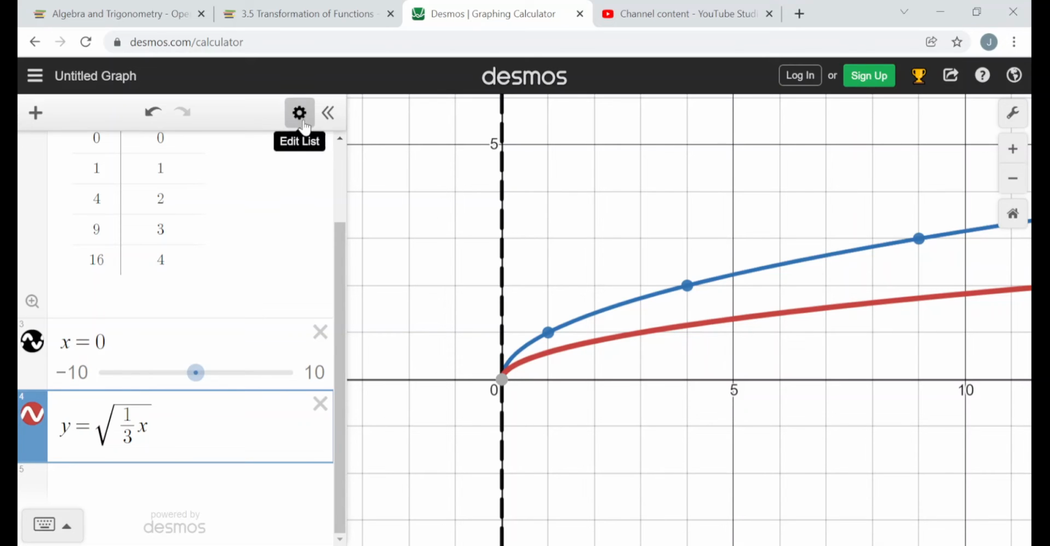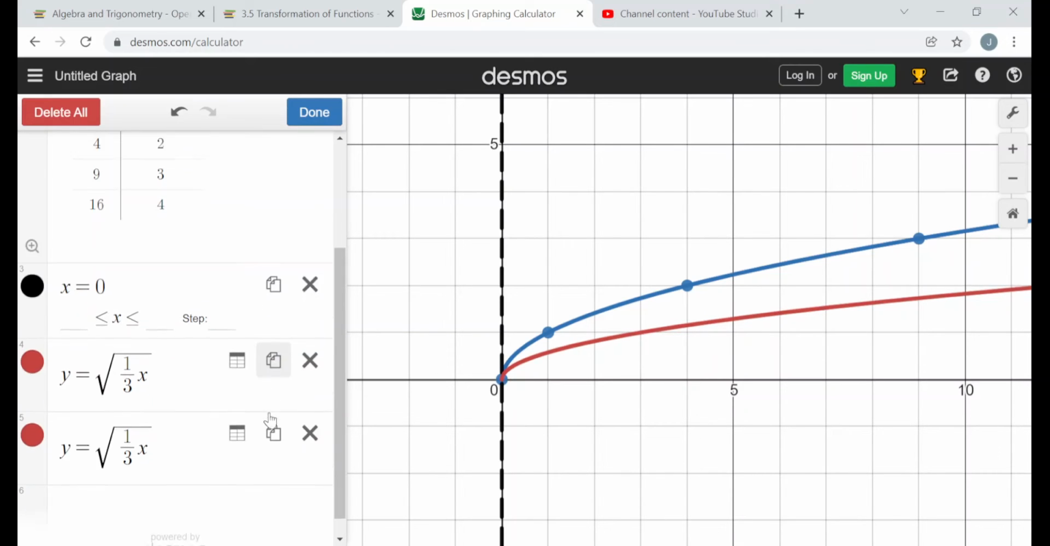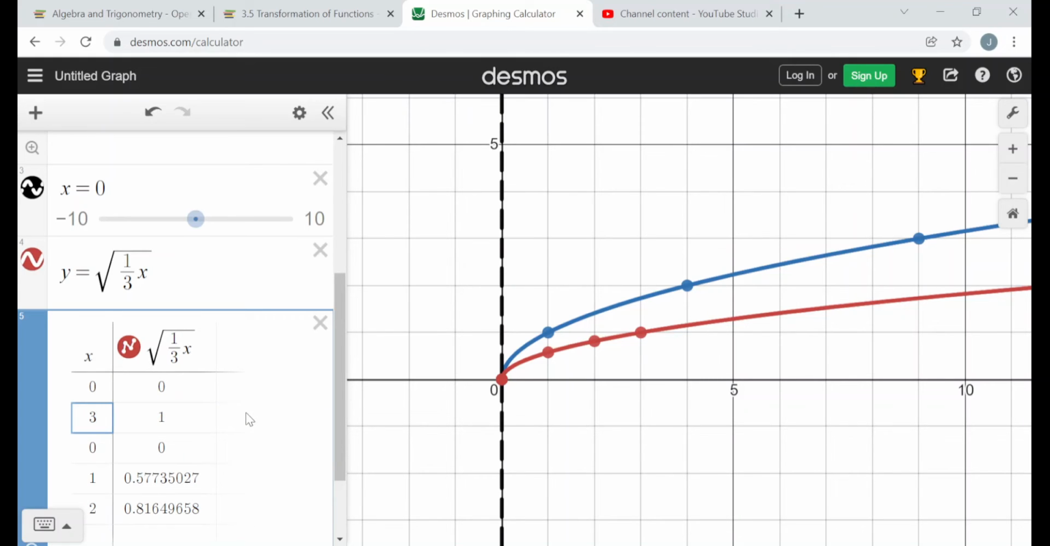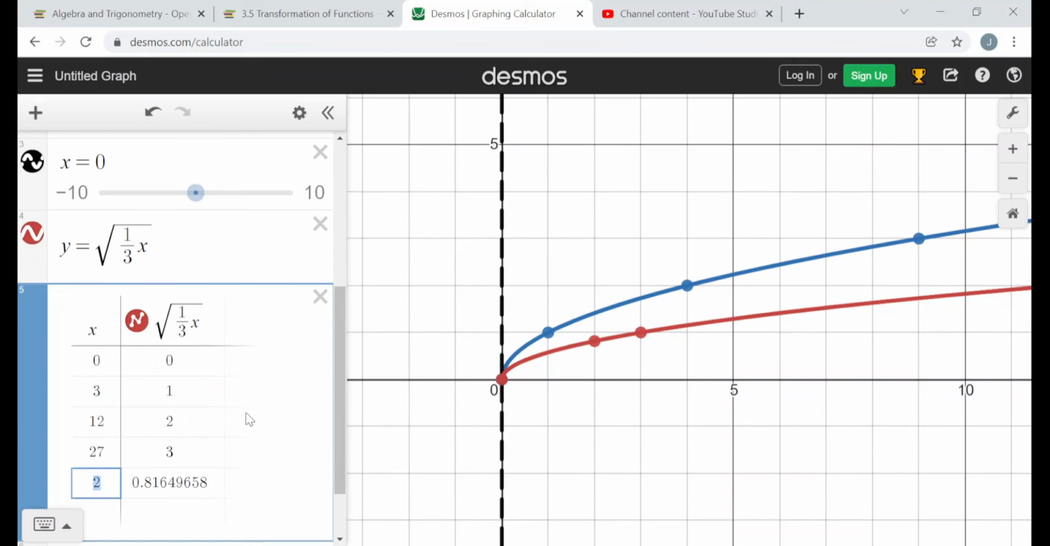And let me make another little table here. All right, let's duplicate that. All right, so you'd have 0, 0, 3, 1, then 12, 2. All right, a third of 12 is 4, and a third of 27 is 9. Right, so 27, 3. A third of 48 is 16. Right, and look at these points.